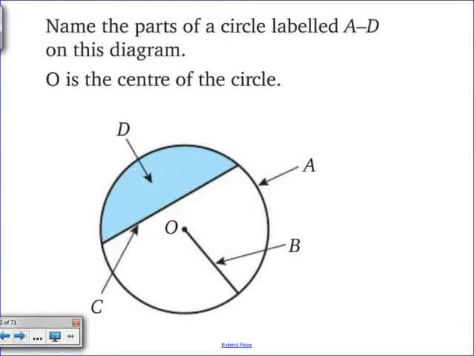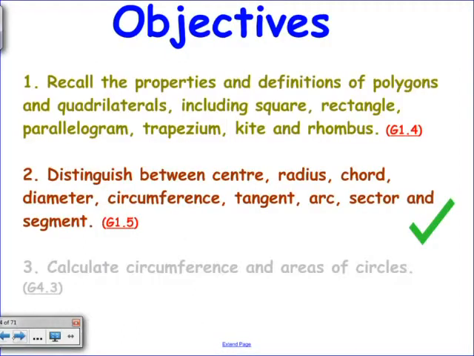Alright. Okay? So this is typical of what they can give you. So D is what? Segment. Brilliant. A segment, not a sector. That's where people get confused. A. Circumference. B. Radius. C. Is the chord. Okay? Good. And that is that objective done. 10 minutes max. Really simple. You've got to know how to label a circle.